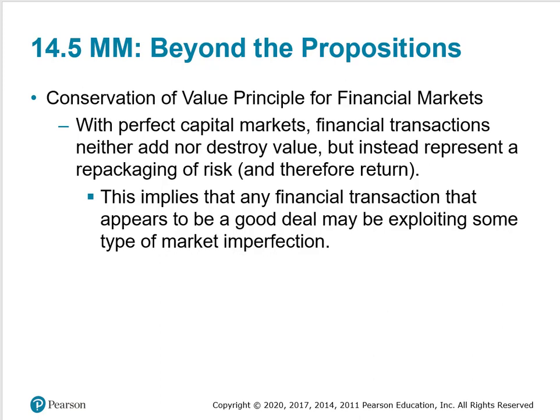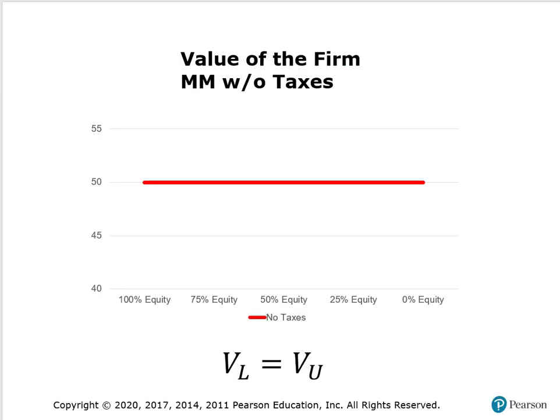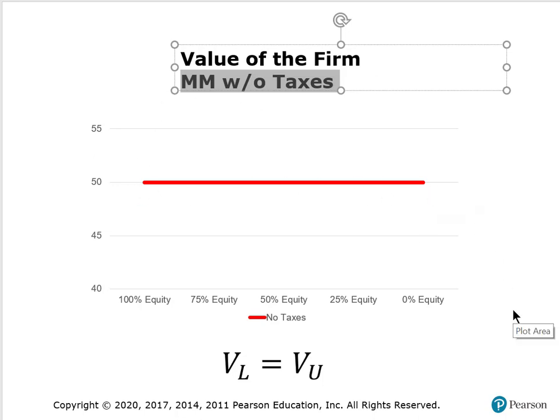It implies, obviously, that any financial transaction that appears to be a good deal may be exploiting some type of market imperfection. Again, this whole series of videos has been about this perfect capital market. In that perfect capital market, the value of a levered company is exactly equal to the value of an unlevered one. This is all in the context of Modigliani and Miller without taxes. The value of the company doesn't change when you change the financing. Look forward to seeing you in the next video.